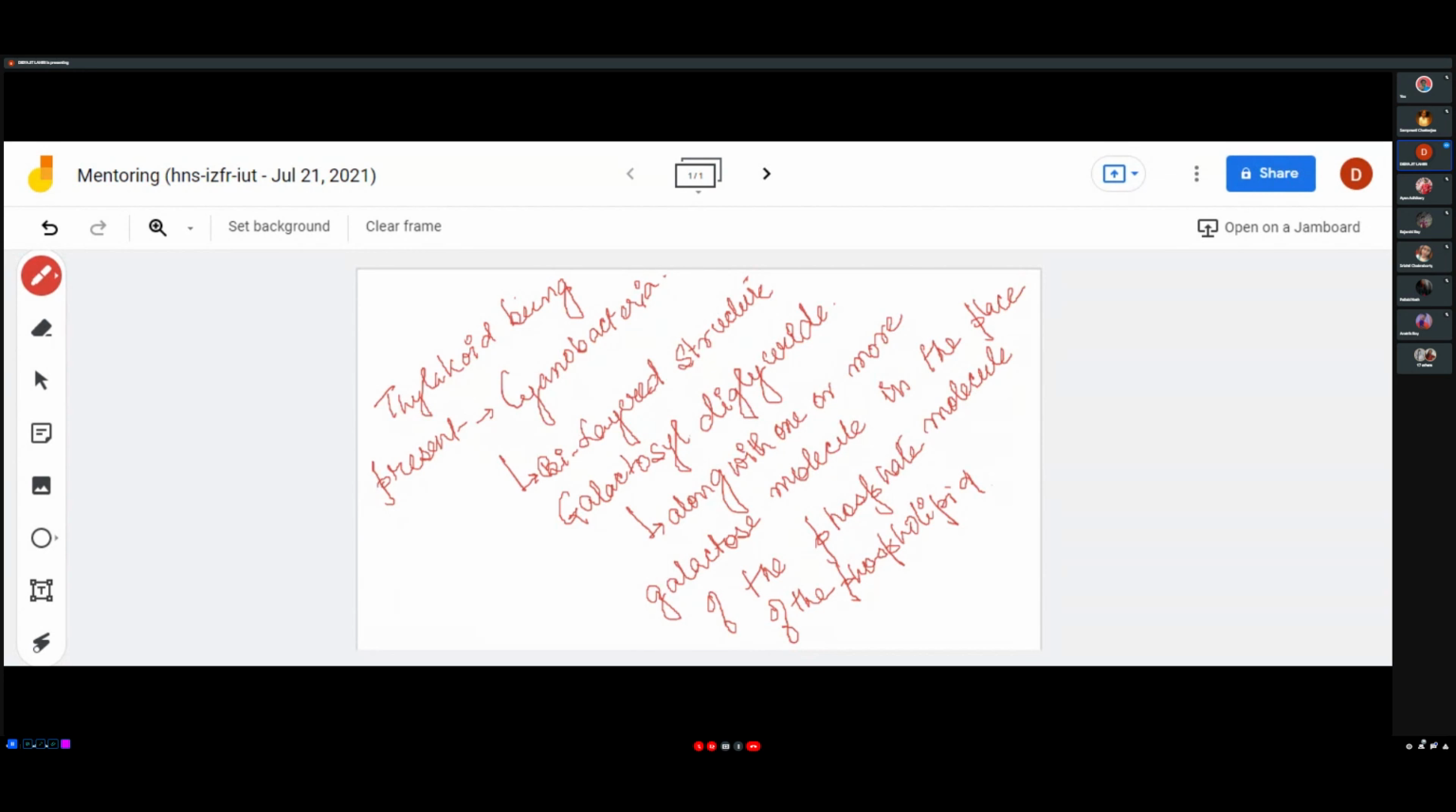Is it clear, Baba? Now, this thylakoid is responsible for what? For the conversion of light energy to biological energy into the cytoplasm. So it is responsible for conversion of light energy to biochemical energy. And where does it take place? It occurs within the cytoplasm. Please write it down.